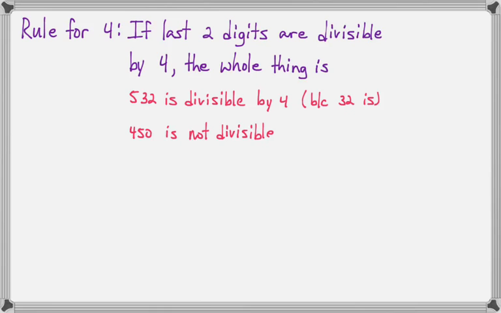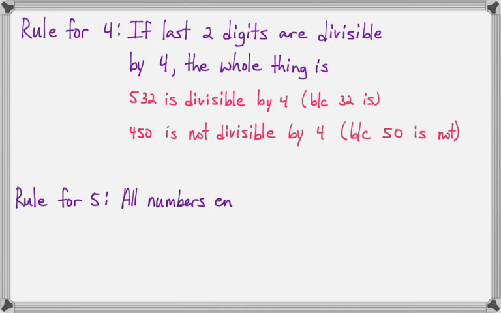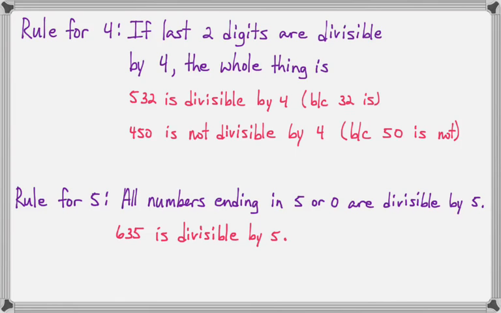But 450 is not divisible by 4 because 4 will not go into 50 evenly. So this number is not divisible by 4. Alright, the rule for 5 you probably already know. All numbers ending in 5 or 0 are divisible by 5. 635 is divisible by 5. 342 is not divisible by 5.